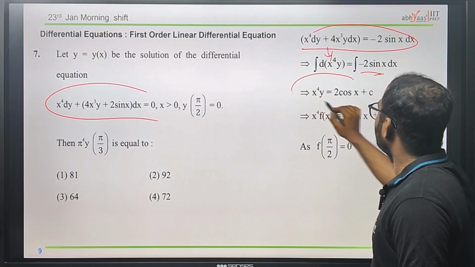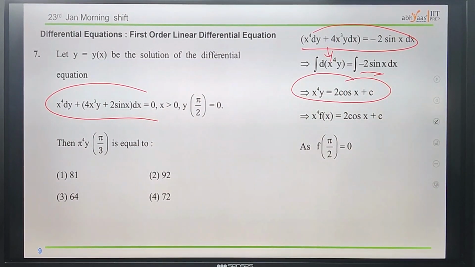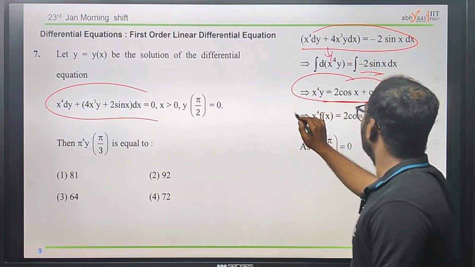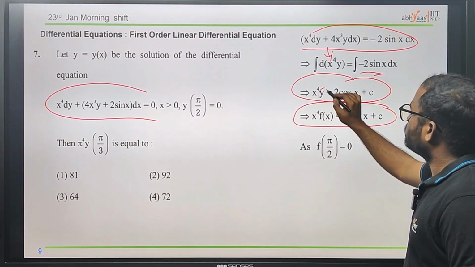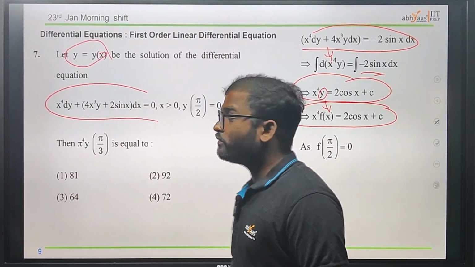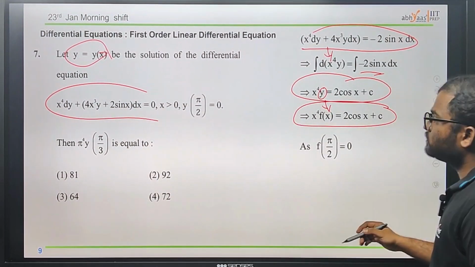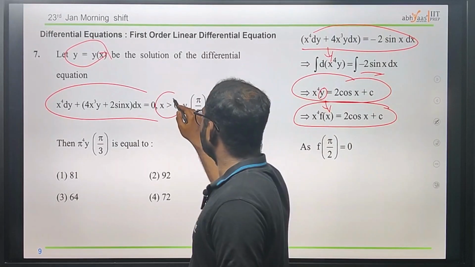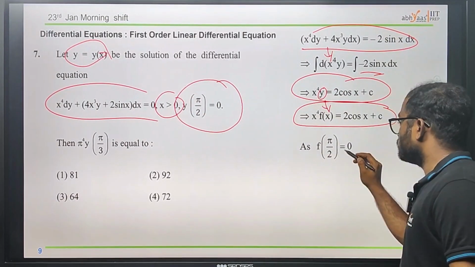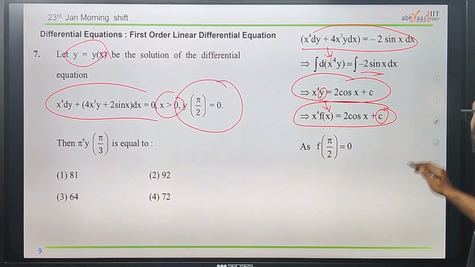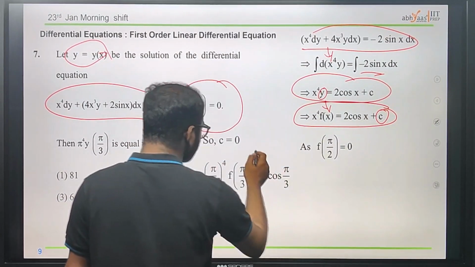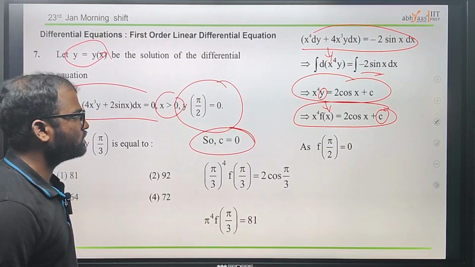Now after integrating both sides, we will have x power 4 y is equal to 2 cos x plus c. Now we need to check whether we can write y as f of x. Since we can write it as f of x or y of x, we can choose that one. Now since we are given x is greater than 0 and y of pi by 2 is equal to 0, that means f of pi by 2 is equal to 0. In order to find c, we have to substitute. After substituting, we get c is equal to 0.